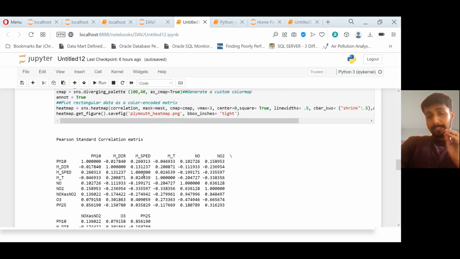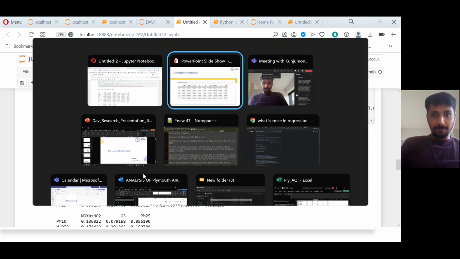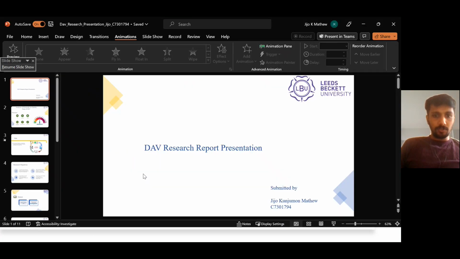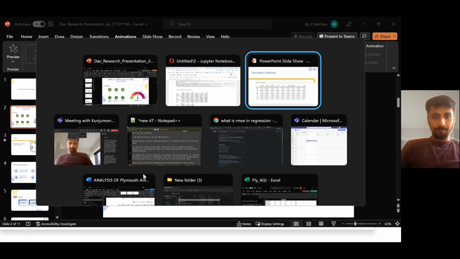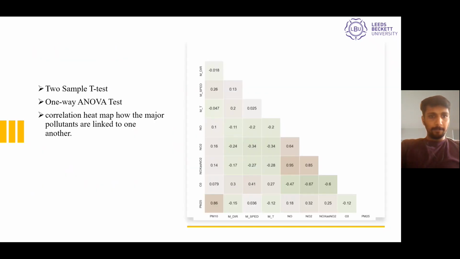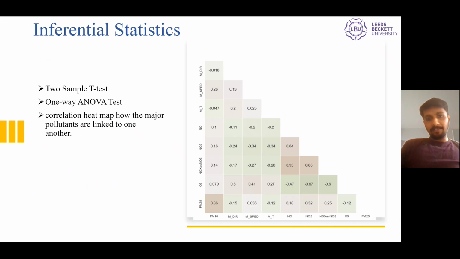And then we use the Pearson correlation method for identifying the linear association between the air pollutants and other factors like wind speed, etc. So we perform the correlation matrix, and we can see that there's a strong correlation between PM10 and PM2.5. It's 0.8. It's highly positively correlated.